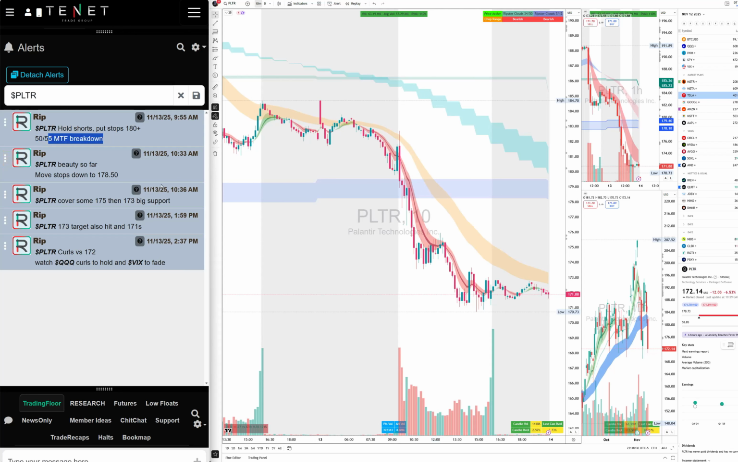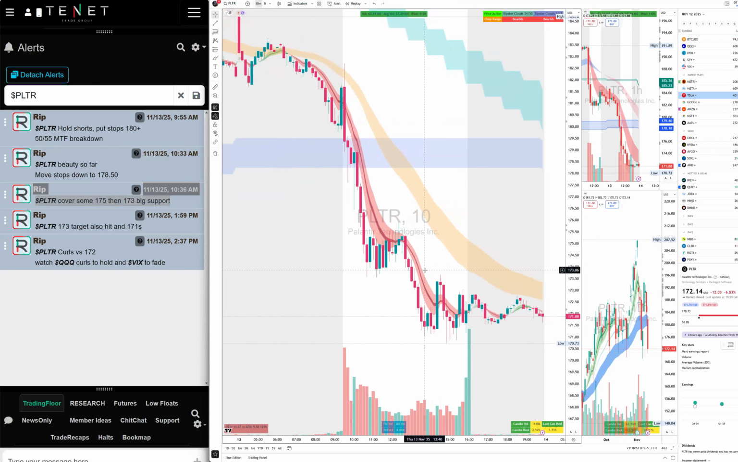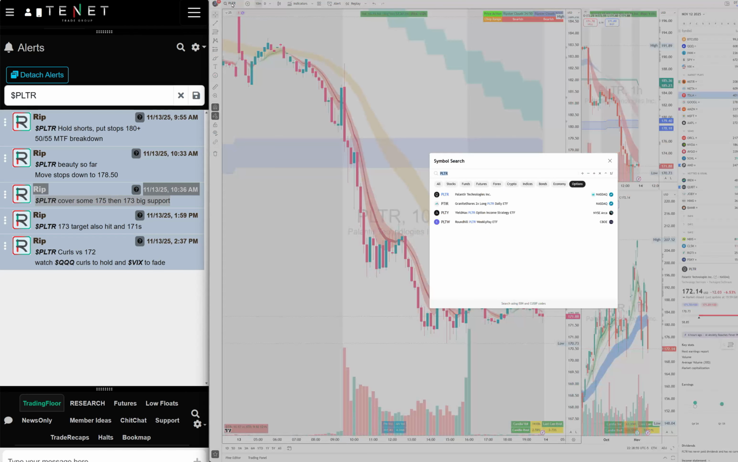So as we started to fade, we moved the stops around to 178.50. I gave the targets 175, and then I gave the second target of 173. So we hit the 175 target right here, made a nice bear flag, and then we hit our 171 targets. If you see, I gave those targets in the first hour. I didn't give these targets later in the day. Those targets were given way early, right?